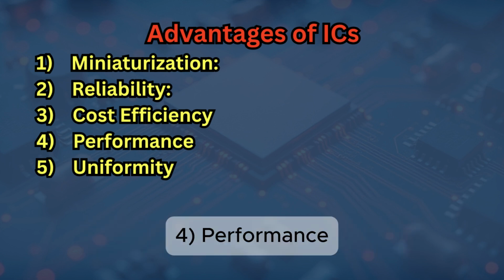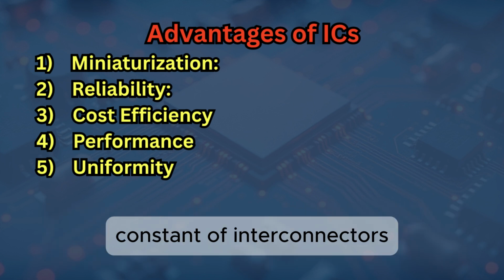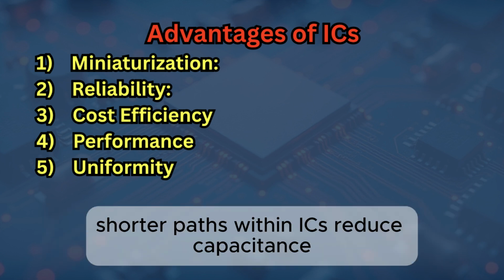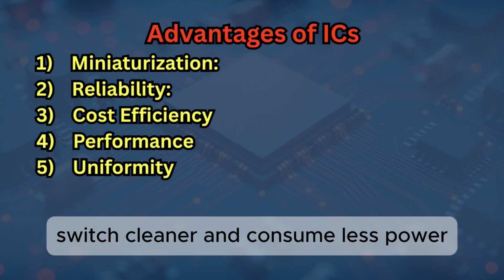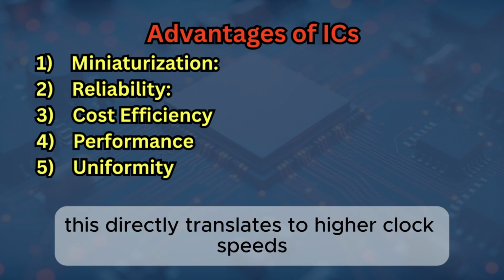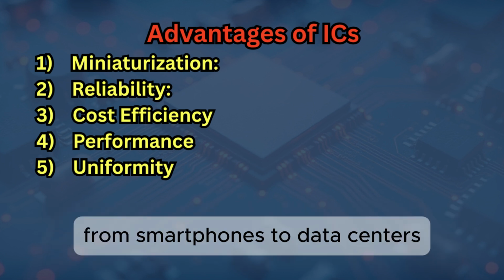4. Performance. Signal propagation delays are governed by the RC constant of interconnects. Shorter paths within ICs reduce capacitance and inductance, allowing signals to travel faster, switch cleaner, and consume less power. This directly translates to higher clock speeds, lower heat dissipation, and better energy efficiency, critical for everything from smartphones to data centers.